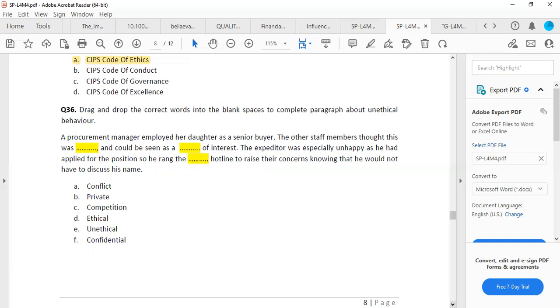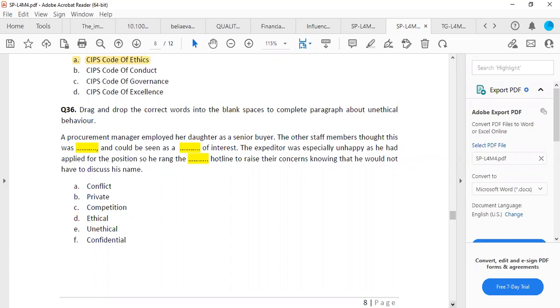The other staff members thought this was unethical and could be seen as a conflict of interest. The expediter was especially unhappy as he had applied for the position. So he rang the hotline to raise their concerns, knowing that he would not have to discuss his name.